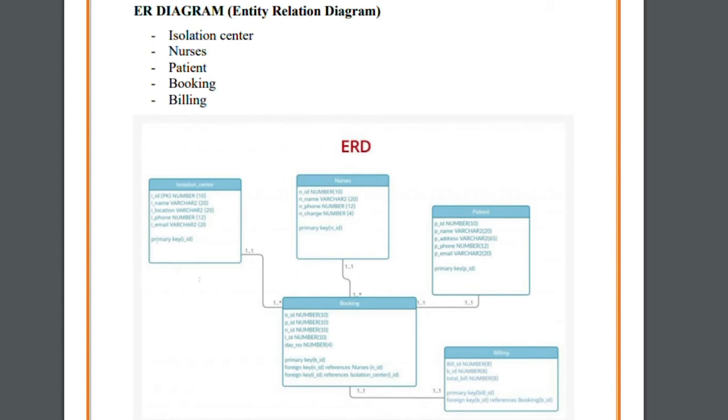And then this booking entity is related to the billing entity, which has bill ID, which is a number, and then booking ID, which is BID, and lastly total bill number. The primary key here is bill ID, and the foreign key is BID, referencing booking.